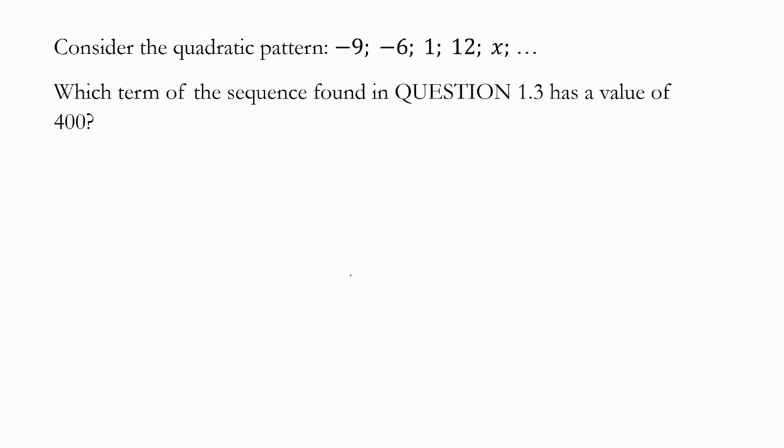Welcome back. Let's do question 1.4. Consider the quadratic pattern, and then the question is, which term of the sequence found in question 1.3 is the value of 400? Right. In question 1.3, we found that Pn is equal to 2n squared minus 3n minus 5.